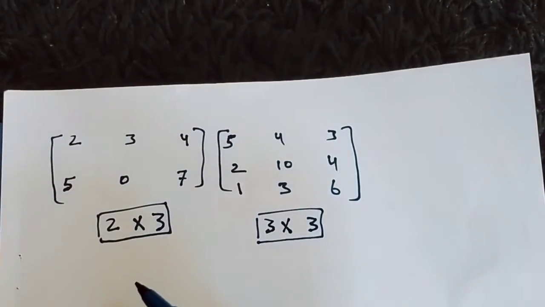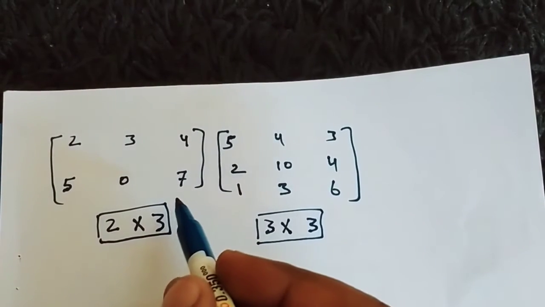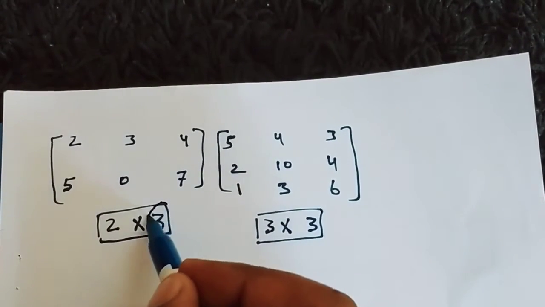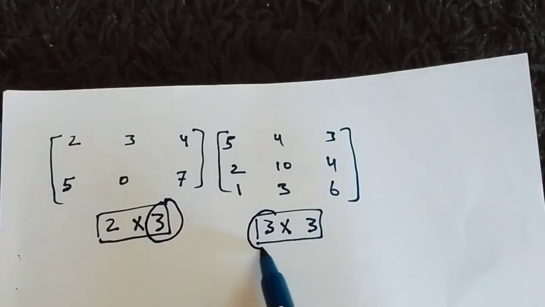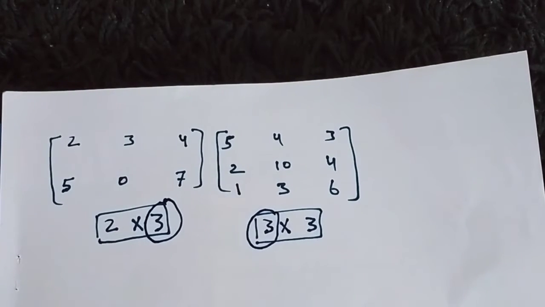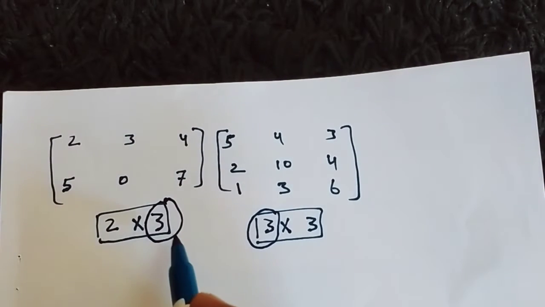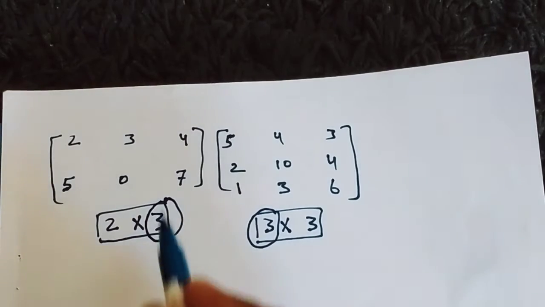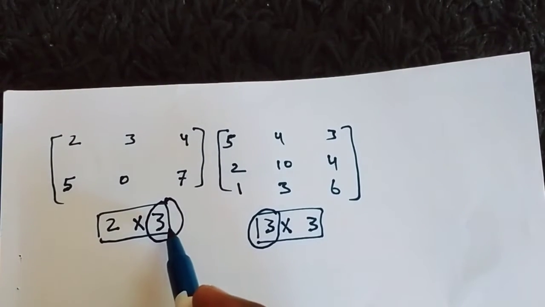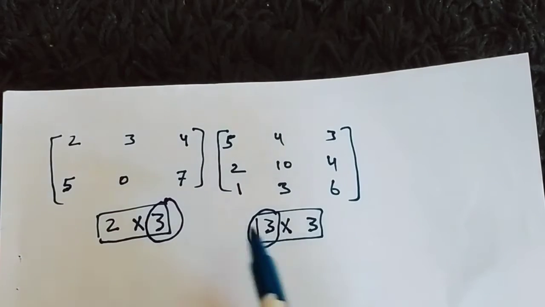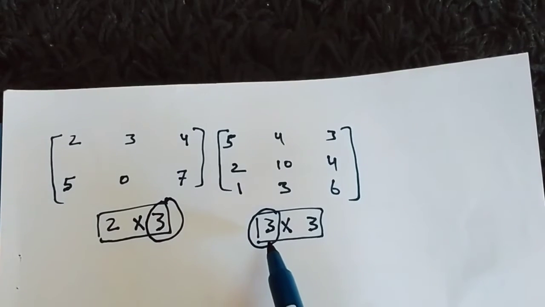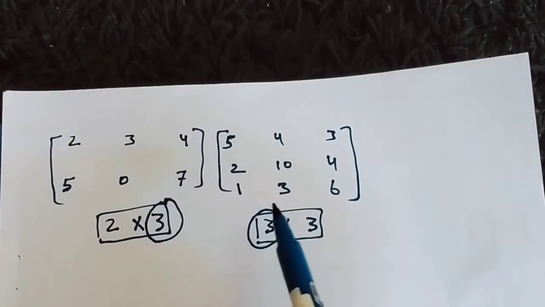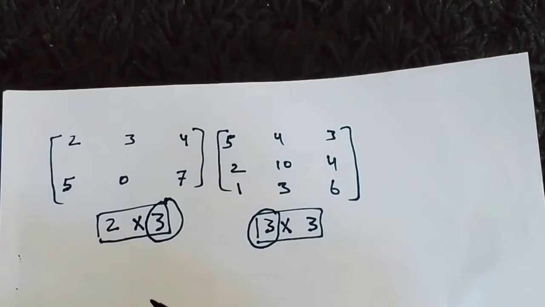Because for the multiplication of two matrices, the number of columns of the first matrix should be equal to the number of rows of the second matrix. This is the main thing which you need to understand. Then both matrices are possible to multiply with each other.